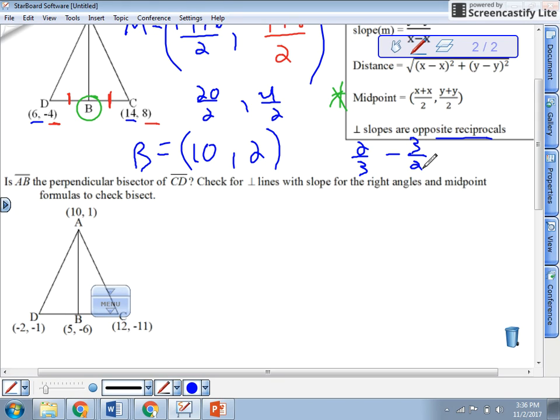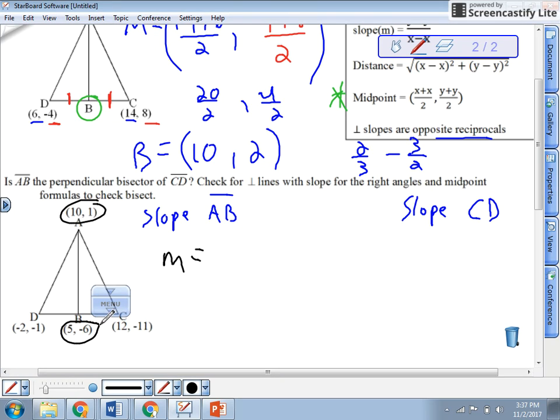You've got to find the slope of AB and compare it to the slope of CD. So remember the formula: m equals y2 minus y1 over x2 minus x1. Here are my two coordinates, A and B. I'll call this one my second point, my x2, my y2. So I'm going to go 1 minus a -6, which becomes plus 6, and that's over 10 minus 5. So 1 plus 6 is 7, and 10 minus 5 is 5.